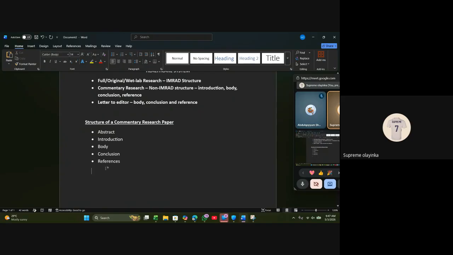So before you can write this reference, I told you that there are different ways we can reference. We have the reference generator, we have the reference software. We even have PubMed and Google Scholar, and I will tell you how to reference using these tools. So, let's look at the abstract now.